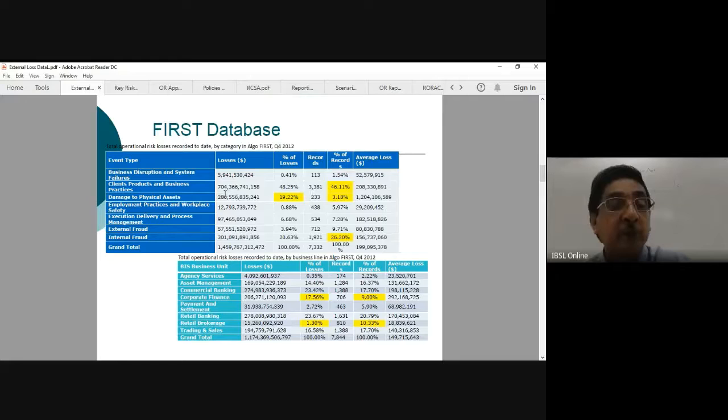Then when you have clients, products and business practices, there you have very much, 46.11% of total losses. So that means the highest operational losses are in this particular risk event, clients, products and business practices. Then you have 3.18 and 26.20 here. And here you can see percentage of losses.